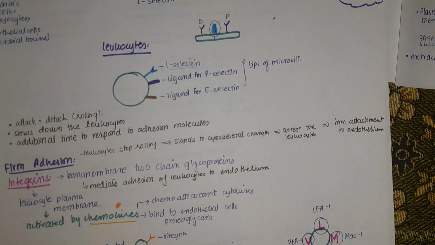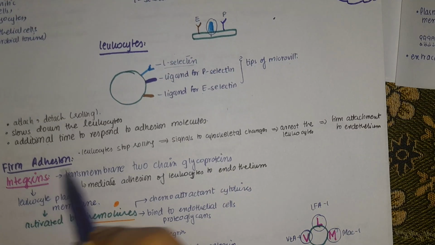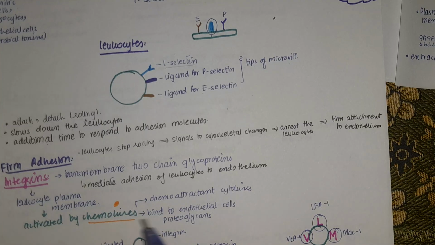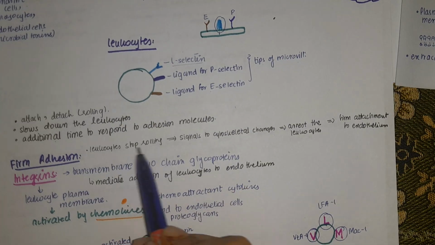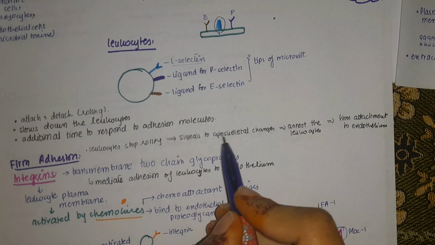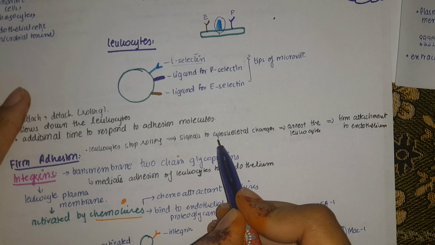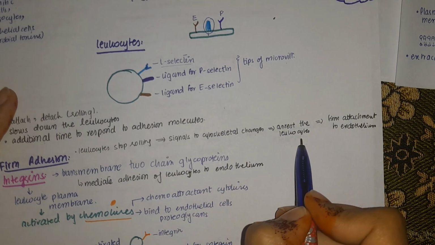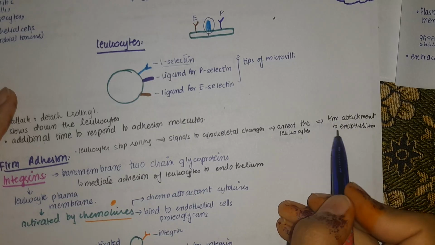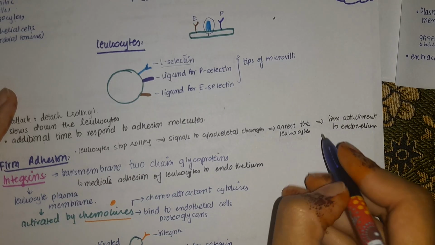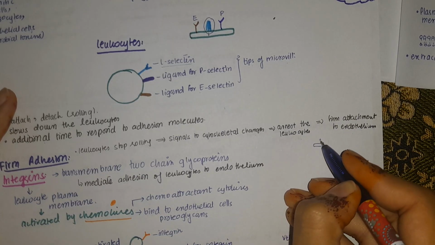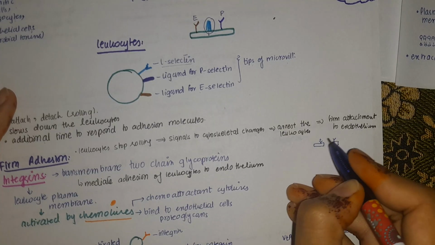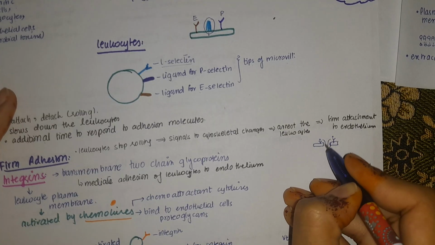Selectins were receptors, whereas integrins are transmembrane 2-chain glycoproteins. Now what happens with firm adhesion? Leukocytes stop rolling. They signal the cytoskeletal changes. They arrest the leukocyte and allow firm attachment of the leukocyte to the endothelium. When they are firmly attached, what happens? The intraendothelial space is now open and they allow the leukocyte to move through.